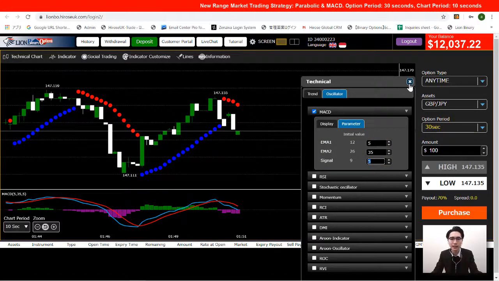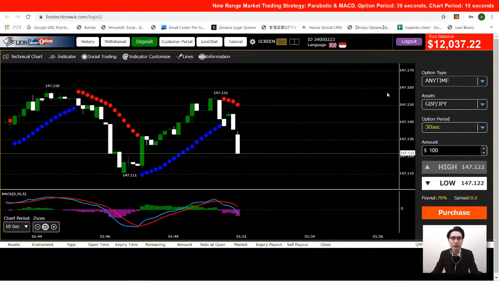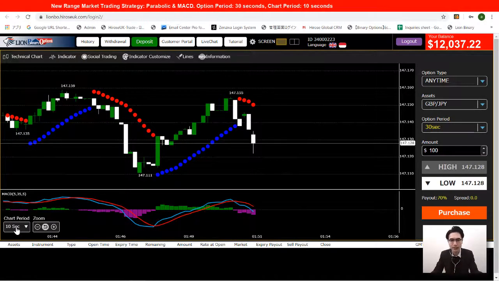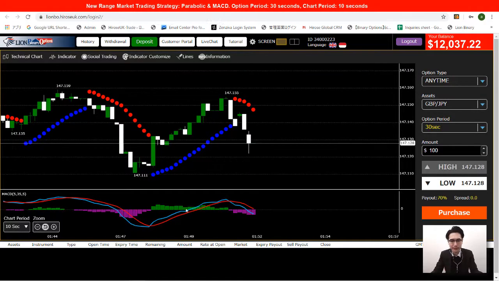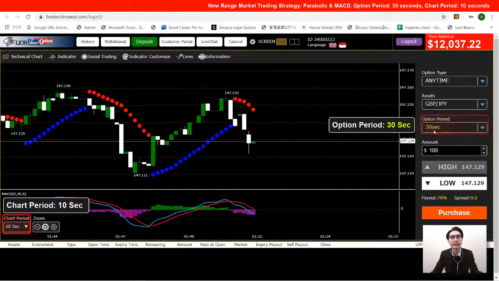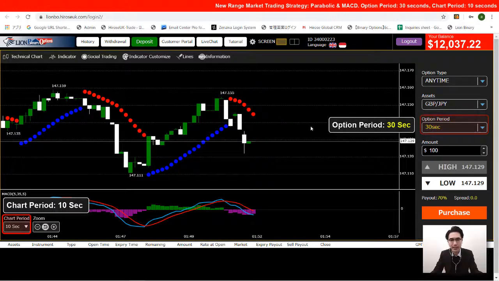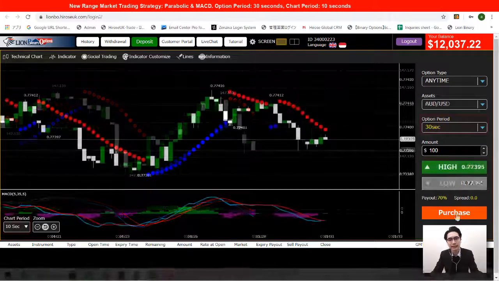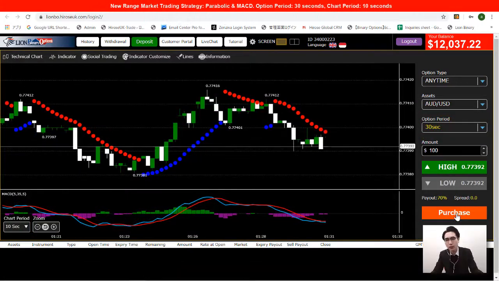Now the indicators are set, then we can go to the last confirmation, which is the chart period and option period. For chart period, I will be using a 10 seconds chart and then I will be trading with 30 seconds options. So again, chart period is 10 seconds, option period is 30 seconds. So now we are all good to go.